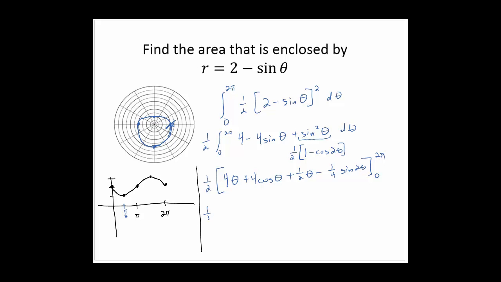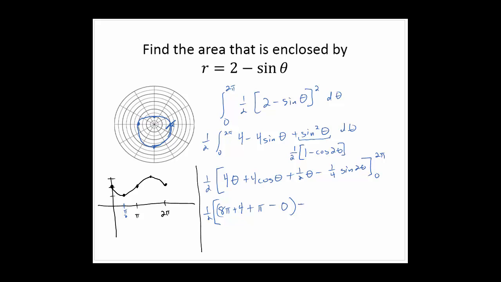So I'd have a 1/2. Now substituting the 2 pi. Let's see, I'd have 4 times 2 pi, that's 8 pi. 4 times the cosine of 2 pi. The cosine of 2 pi is 1, so that's a plus 4. Plus 1/2 of 2 pi, so that would be another pi. Minus 1/4 of sine of 2 theta. All right, so if theta is 2 pi, then sine of 2 theta is sine of 4 pi, and the sine of 4 pi is 0, and 1/4 of 0 is 0.